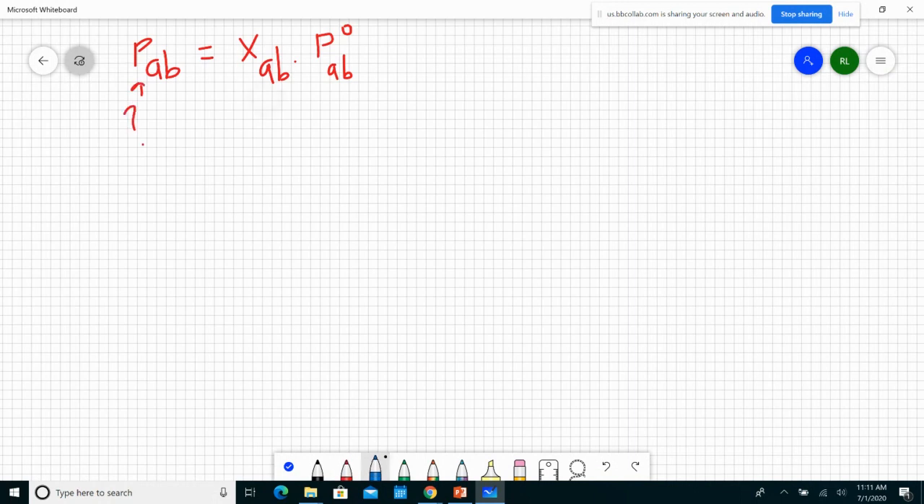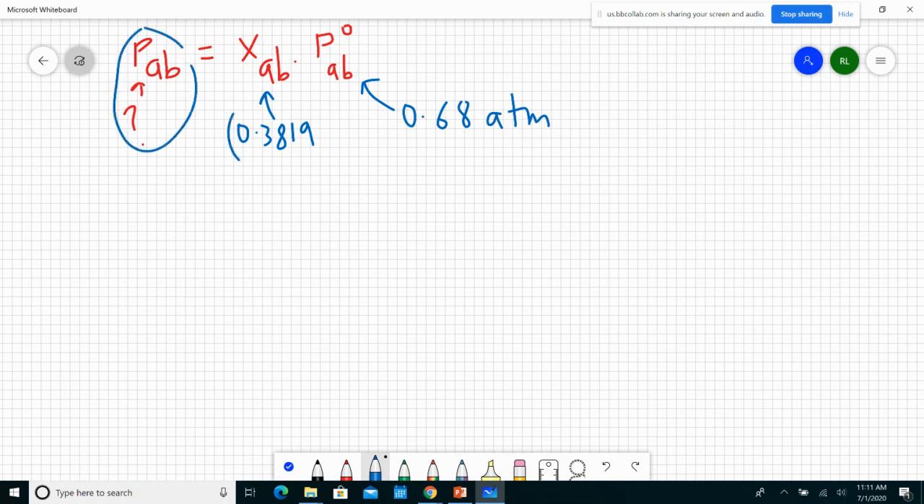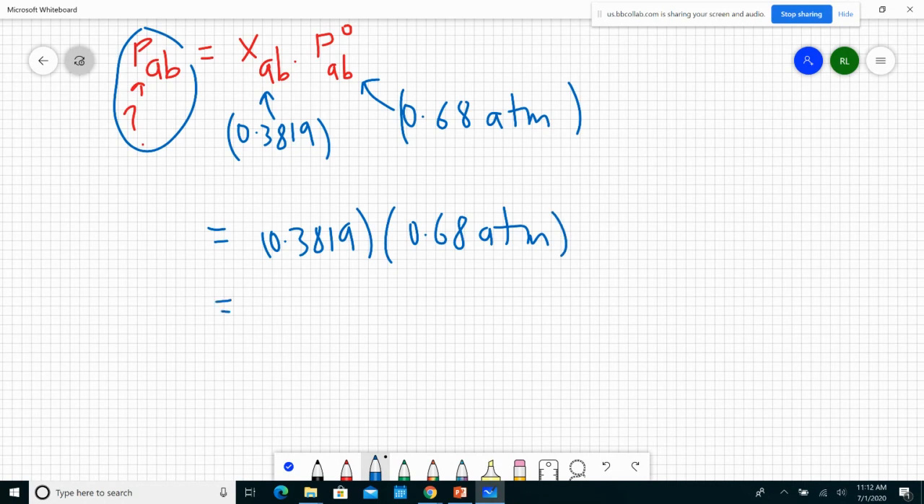I just calculated the mole fraction of AB, and the value came to be 0.3819, which is unitless, and the vapor pressure of pure acetyl bromide has been given to me as 0.68 atm. And look at that, I know everything. That means I can easily calculate my pressure. It's going to be equal to 0.3819 times 0.68 atm. Unitless times atm should give you the unit of atm, which is good because that's the partial pressure above the solution.